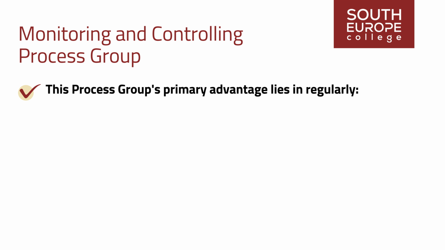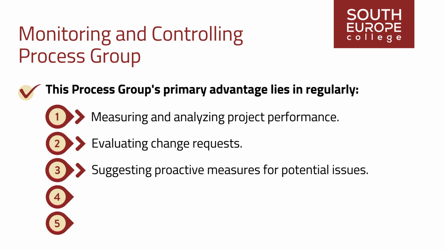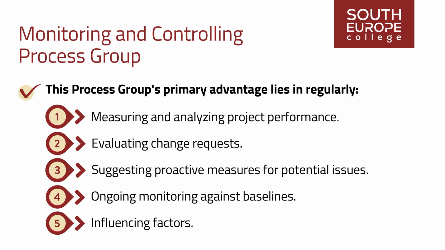This process group's primary advantage lies in regularly measuring and analyzing project performance to detect and rectify deviations from the project management plan. It includes activities such as evaluating change requests, suggesting proactive measures for potential issues, ongoing monitoring against baselines, and influencing factors to ensure approved changes are implemented.